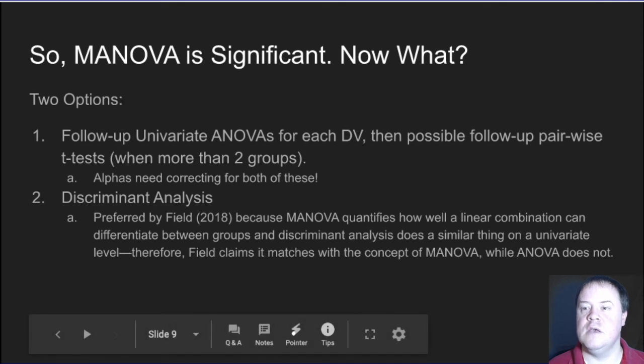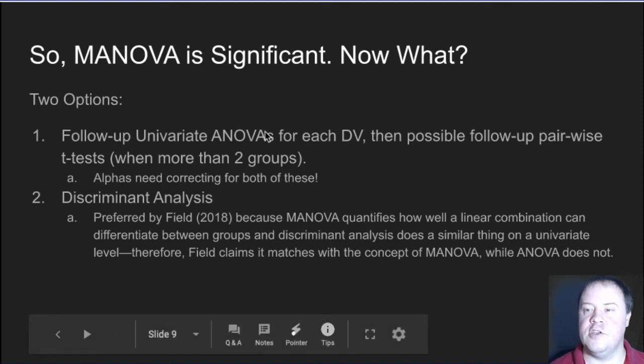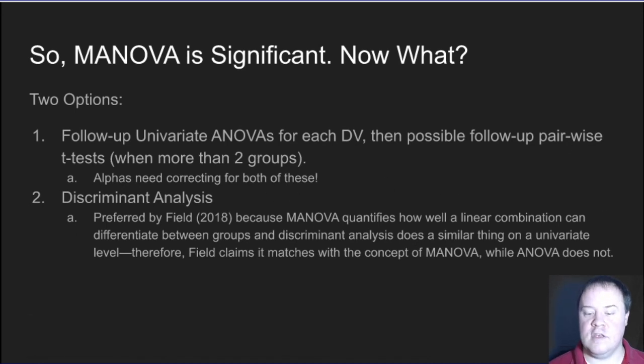Another option, which actually is preferred by Andy Field in your textbook, Discovering Statistics, because MANOVA quantifies how well a linear combination can differentiate between groups, is a discriminant analysis. It does a similar thing on a univariate level, and therefore it sort of matches better with the concept of MANOVA, while ANOVA does not. However, most of the time in the literature, you do see univariate ANOVAs being used and then pairwise t-tests, but discriminant analysis is another option that you can use, and we can talk about that in a future lesson.